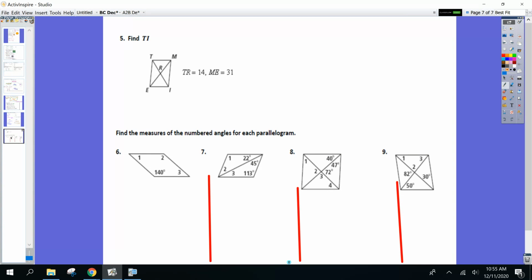I think I gave you a little too much information here, but let's see if you know which one I don't need. Don't feel like you need to use all of it because I think I gave you a little too much here. A little extra for you. All right, little help. How do I get TI?